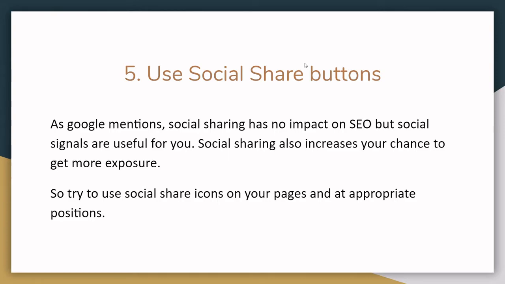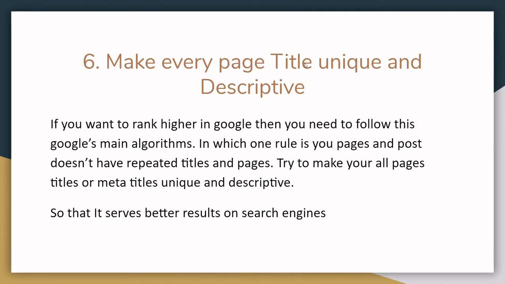The next technique is to use social sharing buttons. As Google mentions, social sharing has no direct impact on SEO, but social signals are useful for your SEO. Social sharing also increases your chances to get more exposure for your content, which is your ultimate goal. So try to add social share buttons in your content, because they are one source to make your audience interact with your content. So add them.